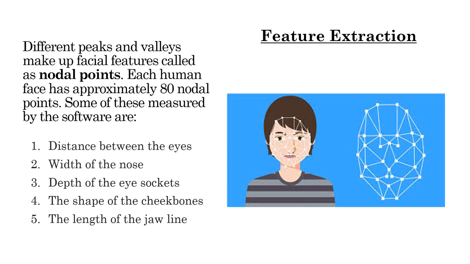The most important step is the feature extraction. There are different peaks and valleys that make up facial features, called nodal points. A human face can have up to 80 nodal points. Some common examples of nodal points are the distance between the eyes, the width of the nose, the depth of eye sockets, the shape of cheekbones, the length of jawline, etc. For example, in the image we can see the girl's face on the left hand side is converted into a face print of nodal points on the right hand side.